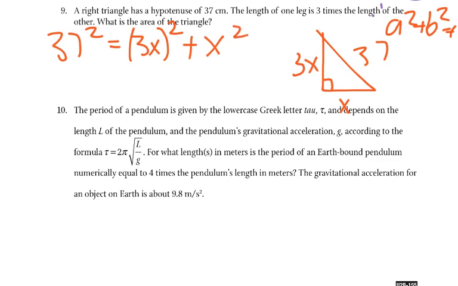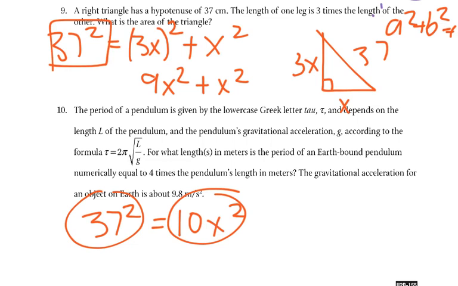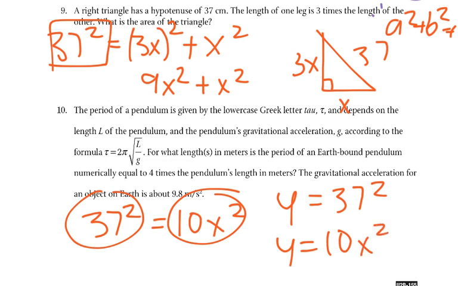Now, we're talking about systems of equations, so I can simplify this to 9x squared plus x squared, which we would then add together to be 10x squared. Okay. And then I could find the square root of 37, or square 37, 37 times 37. The other thing I could do is set these two equal to each other as equations and see where they intersect. Since we're talking about solving a system of equations, we could do it that way, find out what x is, and then use that to find the area.